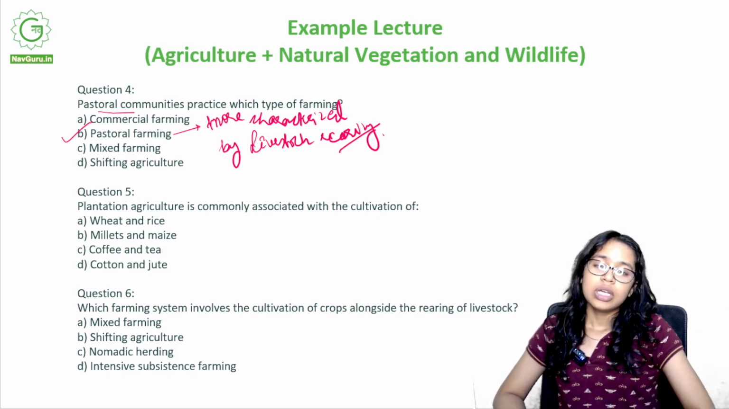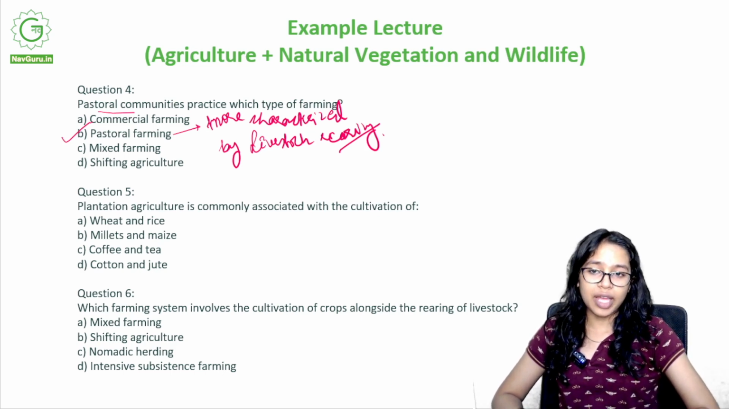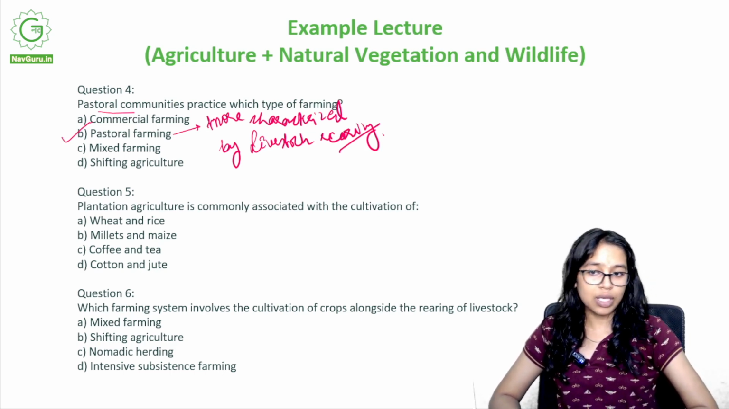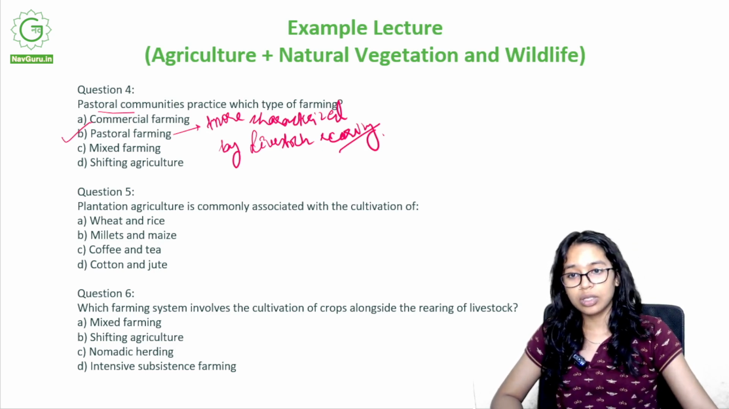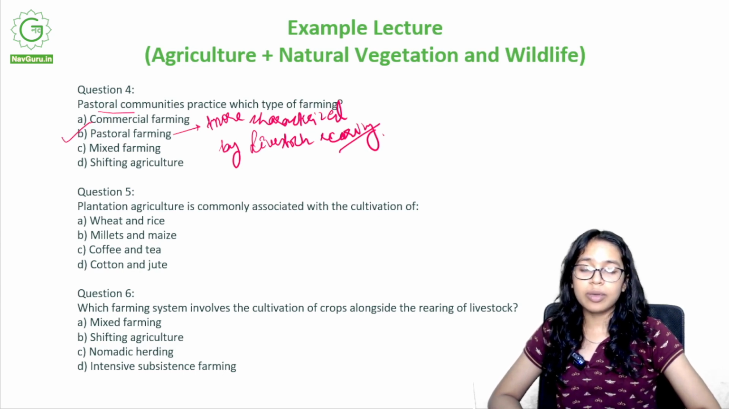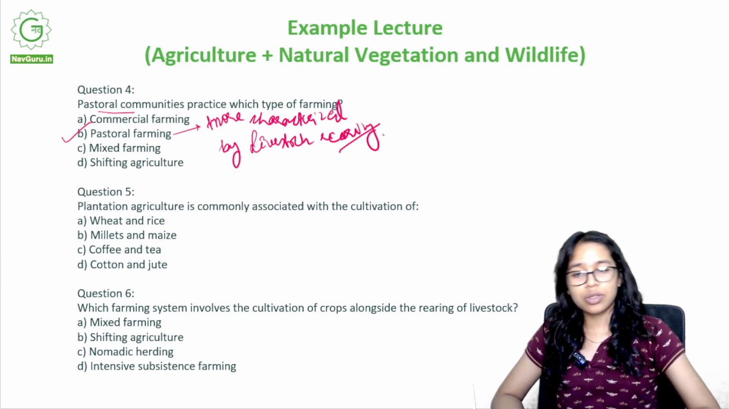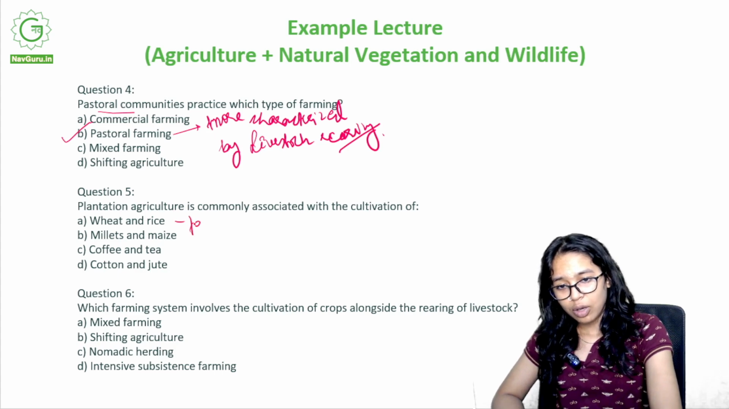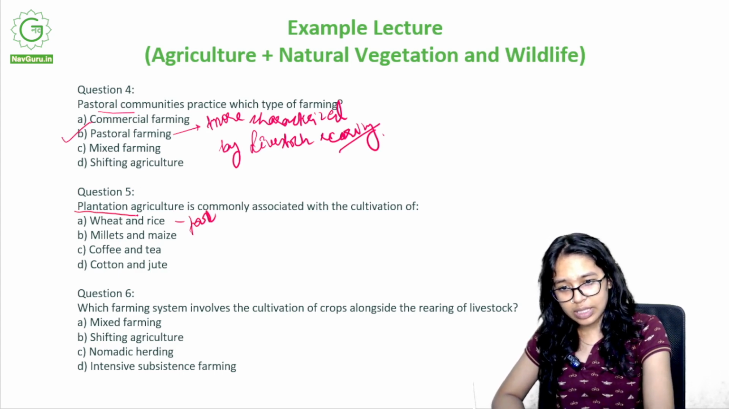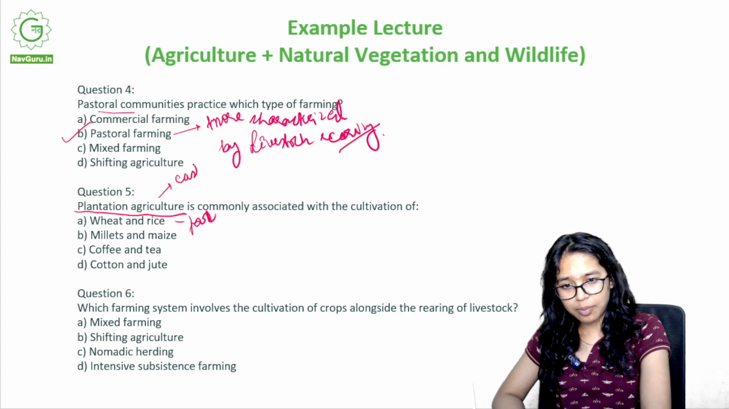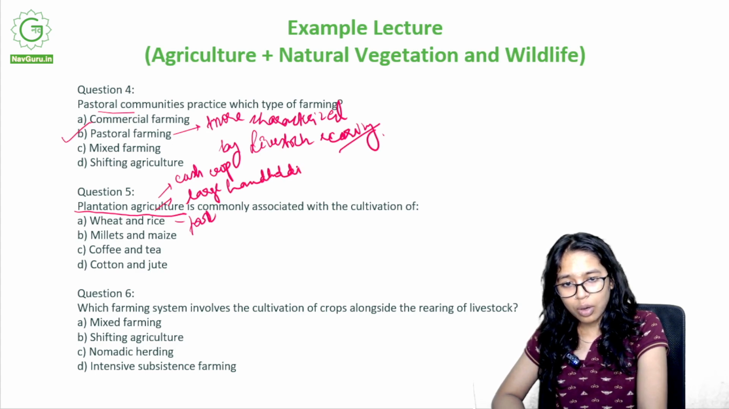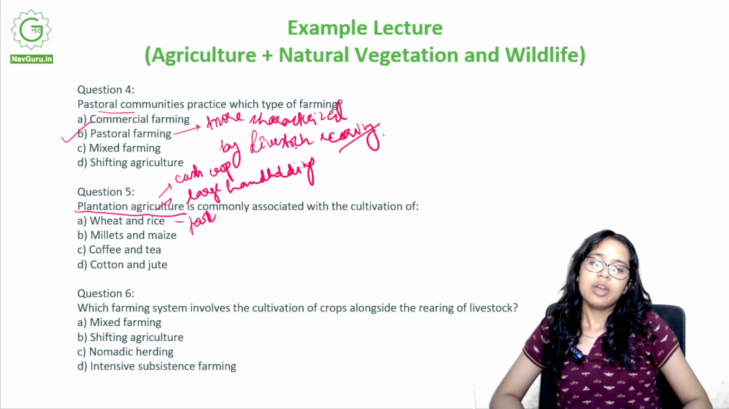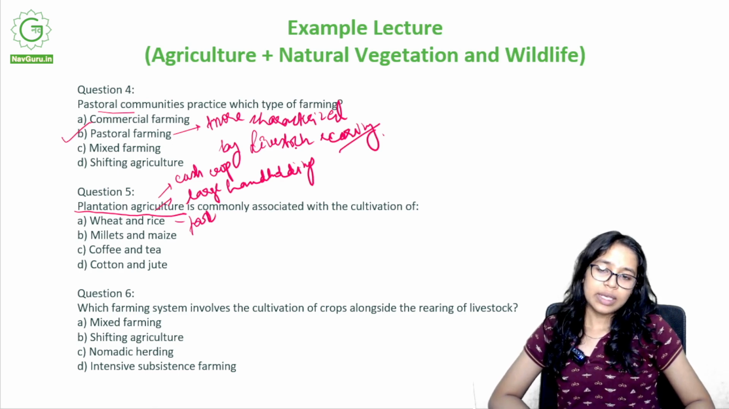Plantation agriculture is commonly associated with the cultivation of A, wheat and rice, B, millets and maize, C, coffee and tea, or D, cotton and jute. So plantation agriculture is commonly associated with what? Wheat and rice? No, both of them are food crops. First of all, what characterizes plantations is A, cash crop, and B, large land holdings. One single cash crop at that. Millets and maize? No. C, coffee and tea.